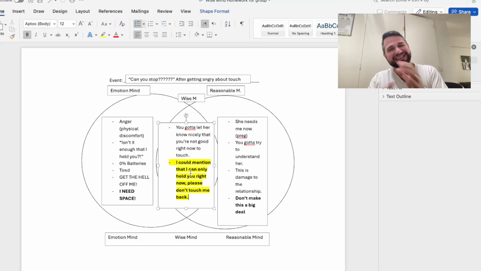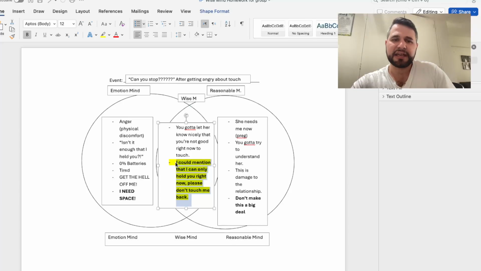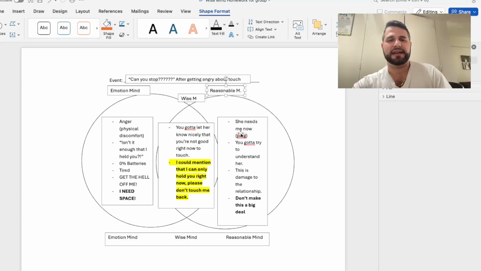And some things don't move in a moment. I wish I could just change it, okay, I don't want to feel that way anymore, right? We would, but maybe this is the compromise. So look here how we took our emotion mind and our reasonable mind and smushed it together, right? Because in this case, I got my space in somewhat of a way. I'm like, please, I can hold you. That's not uncomfortable. You're not touching me back. That's my space, and I feel okay with that.